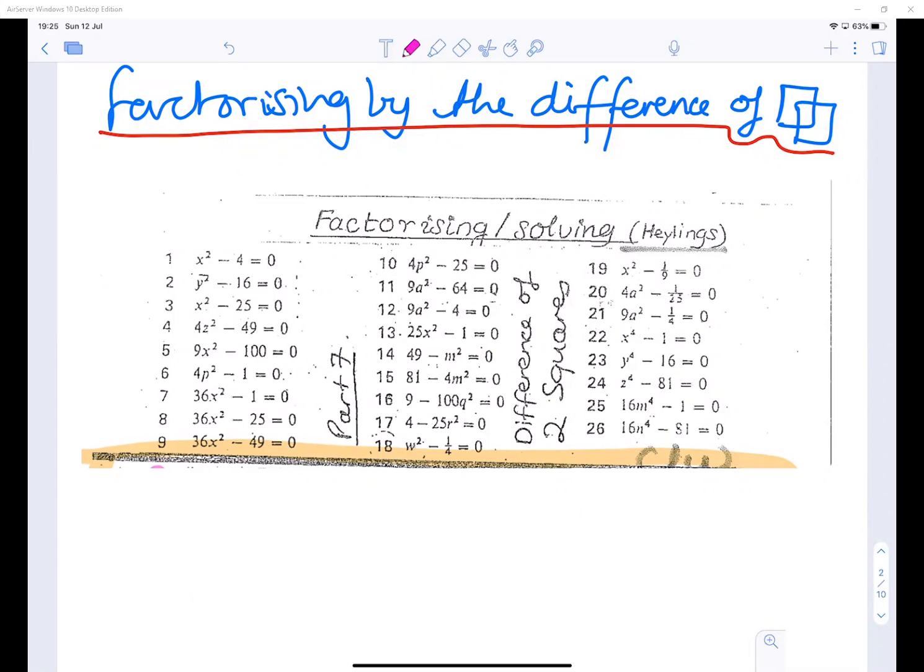Okay, lovely. Let's get cracking now with our stuff. So I'll make sure my phone is switched to vibrate.